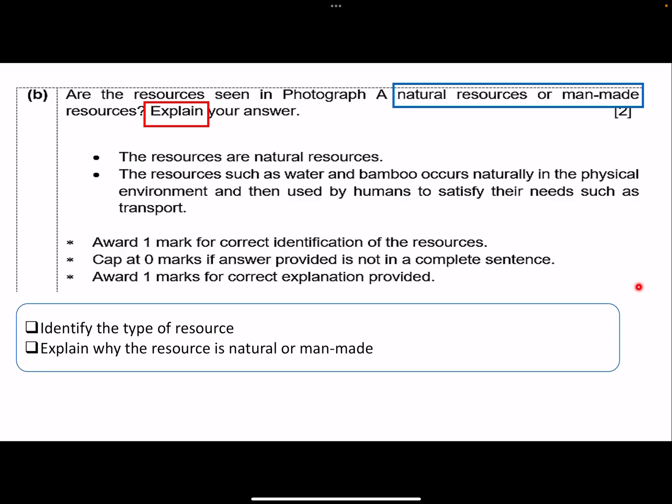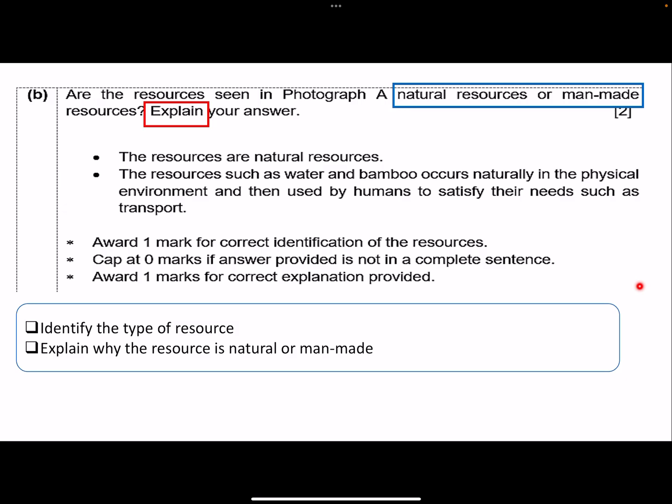In the process of trying to explain, you will realize that, oh no, actually I cannot explain it's a man-made resource, whereas these are both natural resources. Water and bamboo, they occur naturally in the physical environment. Okay, keyword, they occur naturally. They're used by humans, but they occur naturally. Therefore, they are natural resources.